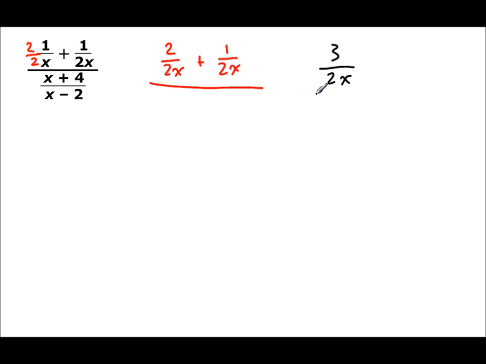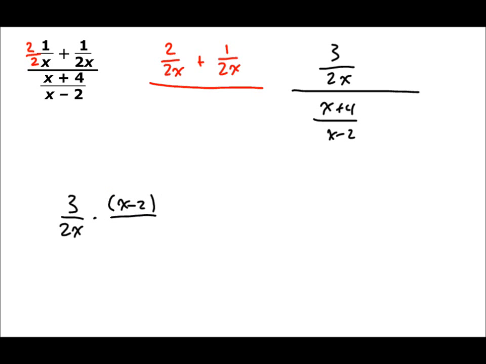My denominator here is exactly as it was, right? I'm going to be dividing by x plus 4 over x minus 2. Okay, now comes the multiplication. So I'm going to rewrite my numerator, 3 over 2x, and I'm going to multiply by my denominator, which is x minus 2 over x plus 4. And now we have lovely multiplication of fractions.